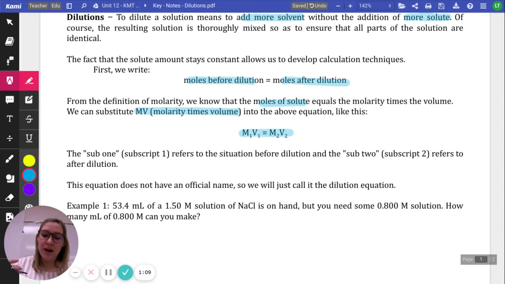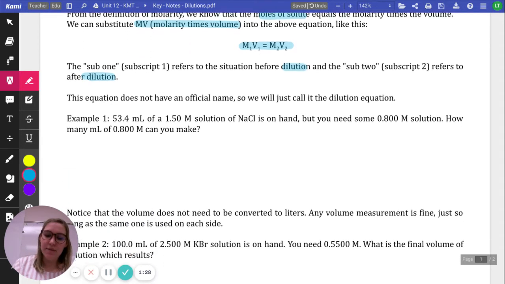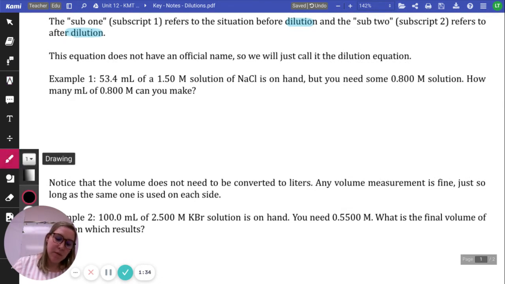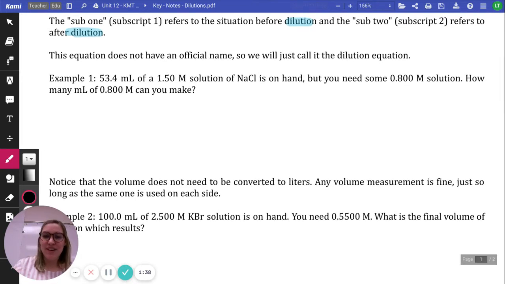The subscript 1 tells us the before dilution, and the subscript 2 is after dilution. So M1 and V1 should be your before dilution molarity and volume. M2, V2 should be your after dilution molarity and volume. It doesn't have an official name, so we just call it the dilution equation. So we're going to jump in and solve a couple of these problems. This will probably be some of the shortest notes we've ever taken because it's pretty easy.